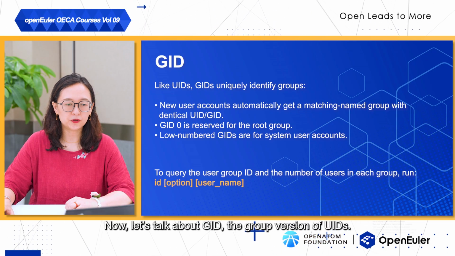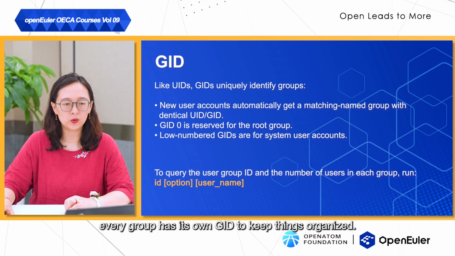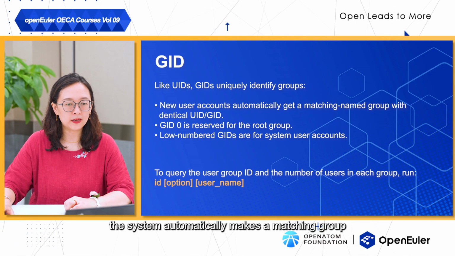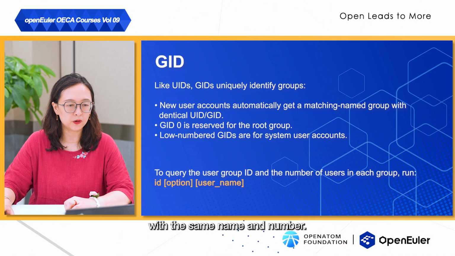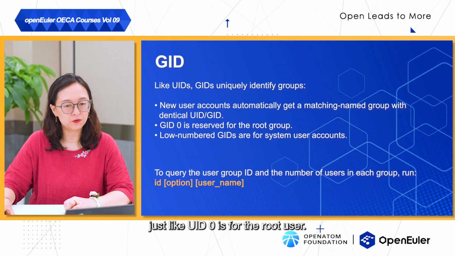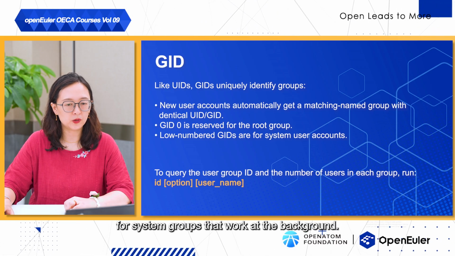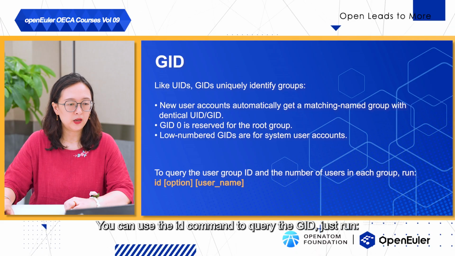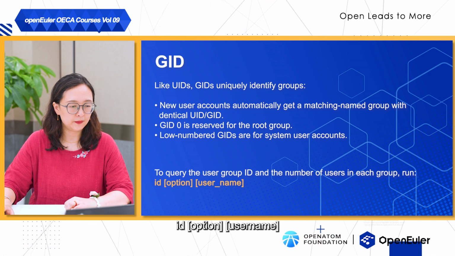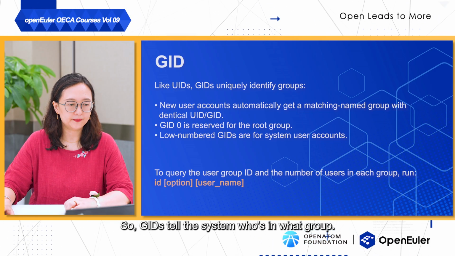Now let's talk about GID, the group version of UIDs. Just like every user has a unique ID number, every group has its own GID to keep things organized. Here's how it works. When you create a new user, the system automatically makes a matching group with the same name and number. GID 0 is special, indicating the root group, just like UID 0 is for the root user. Those low-numbered GIDs from 100 to 999 are reserved for system groups that work in the background. You can use the id command to query the GID. Just run id space option space username. It will show you the group IDs. So GIDs tell the system who's in what group.